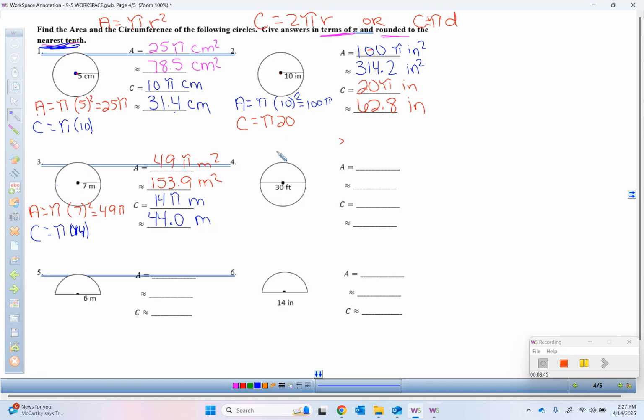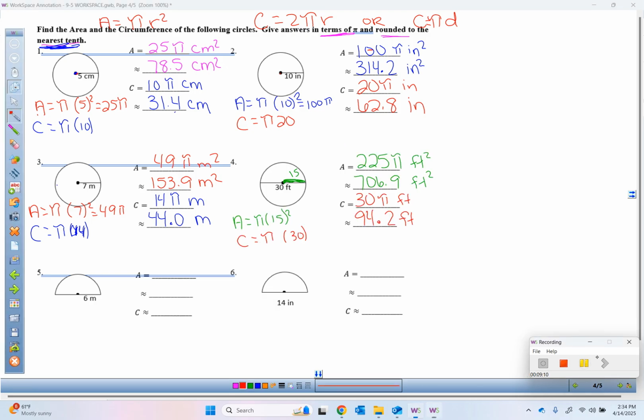Okay, let's look at 4. So just a little note here. This time it's giving me a diameter and not a radius. So my radius is half the diameter. So from here to here is my radius. So this would be 15. Now I would like for you to stop the video and try to do 4 on your own. All right, go ahead and check your answers and see how you did.